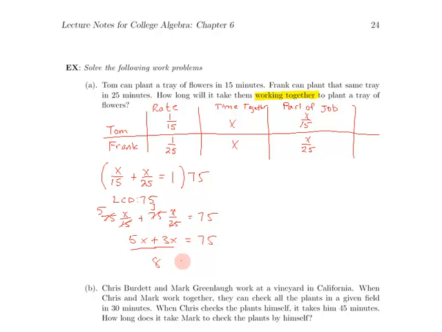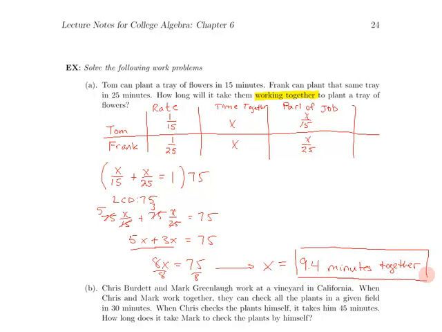Combining like terms on the left hand side gives me 8x equals 75. Divide both sides by 8. And x is equal to, plug that into my calculator, I get 9.4. So it takes 9.4 minutes together. Which is consistent with what we expected. It's less than 15 minutes, but we now have a pretty accurate assessment of how long it will take them working together.